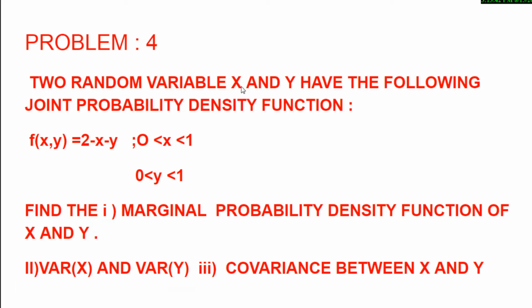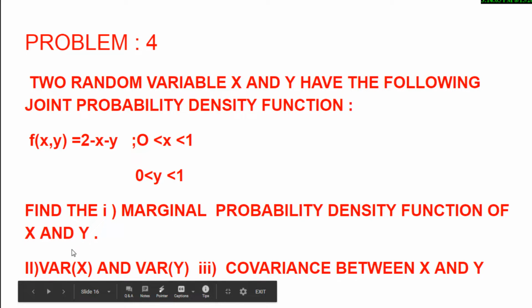Two random variables x and y have the following joint probability density function. f(x, y) is equal to 2 minus x minus y, where x lies between 0 and 1 and y lies between 0 and 1. Find the marginal probability density function of x and y. Next, find the variance of x and variance of y.